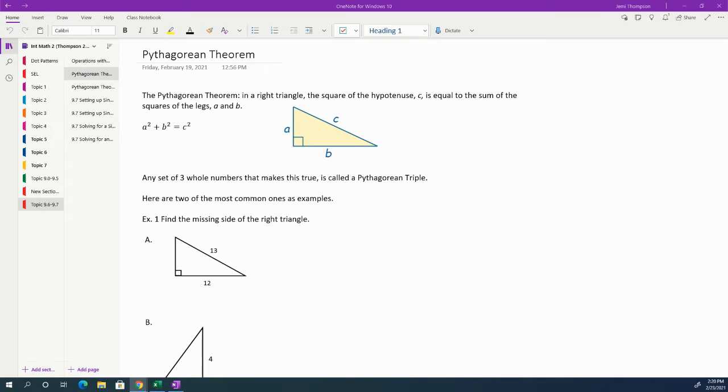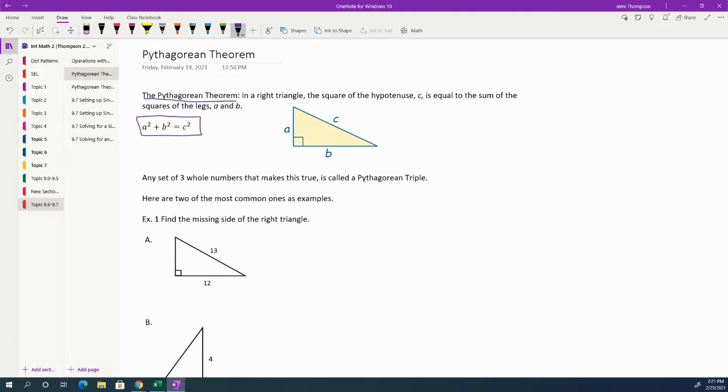So I come up with this little equation, and it feels like this is something that students tend to remember. This is not something super abstract. If I take one leg and square it plus another leg and square it, I get the hypotenuse squared. Any set of three whole numbers that makes this true is called a Pythagorean triple.